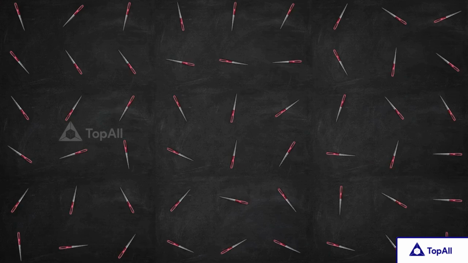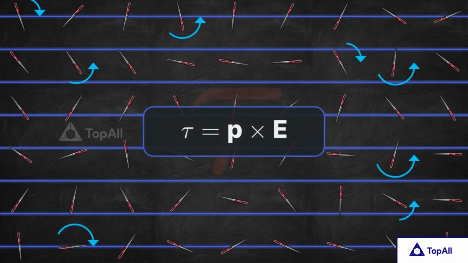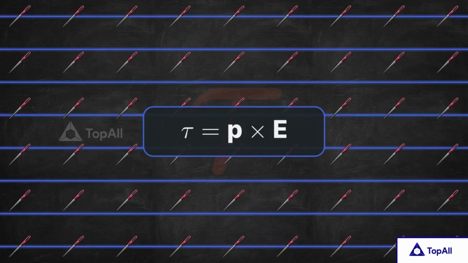But watch what happens when we sweep a uniform external electric field across this environment. The external field exerts a rotational force, a torque, on every single permanent dipole. As we see in this equation, the torque is the product of the dipole moment crossed with the external field. The result is instant. Billions of chaotic arrows snap into perfect alignment.